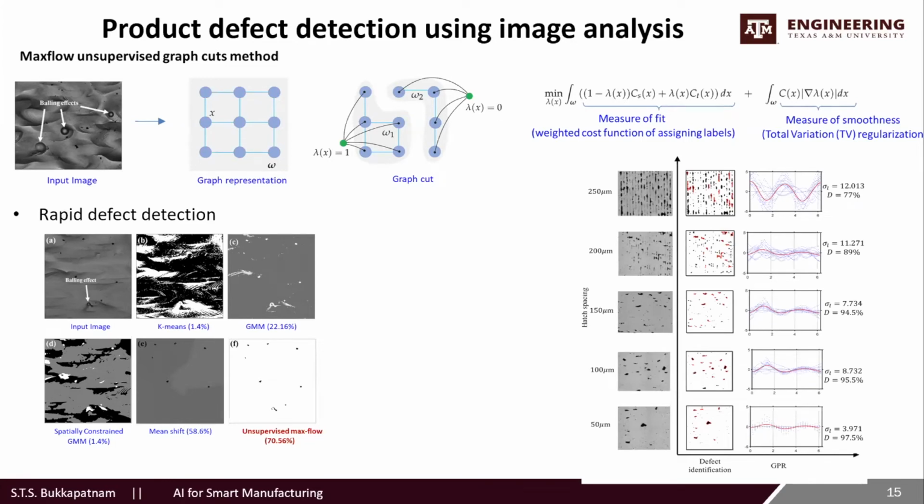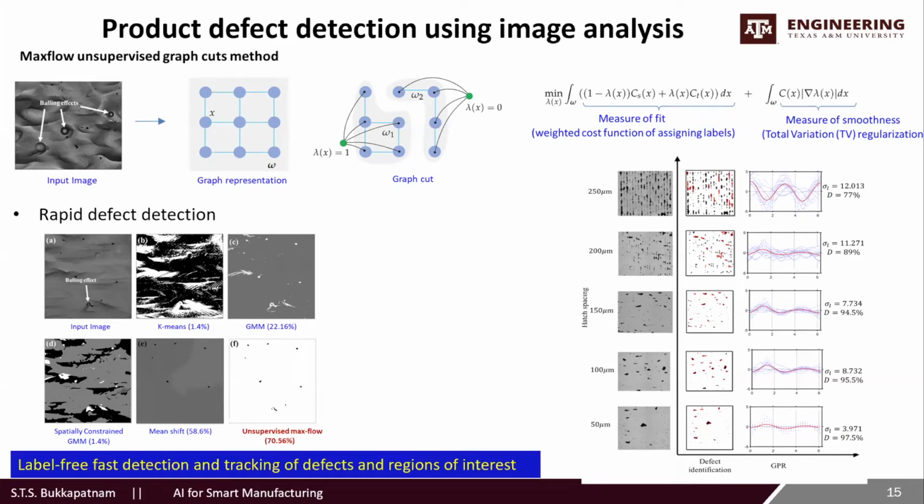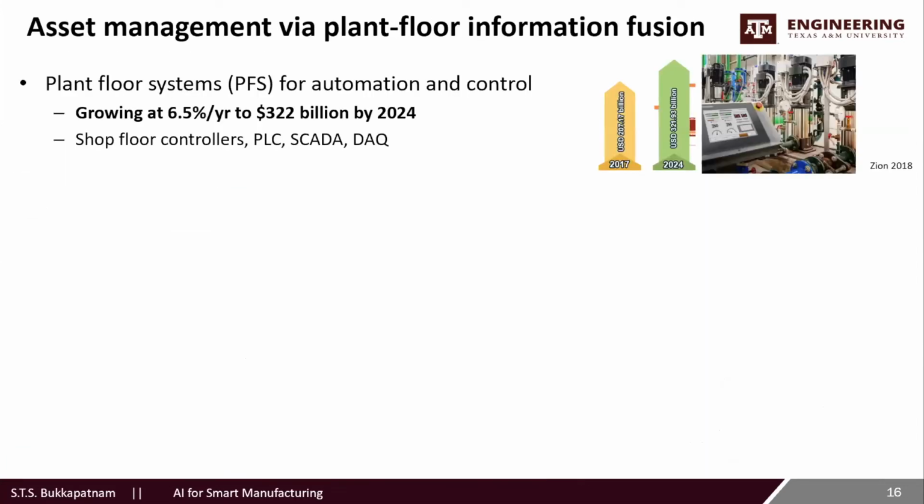And it's not just about honing in on the defect portions, but you can track them as the process evolves, as to what's happening to this defect. So you can come up with a label-free approach to learn the defects in a process and monitor them.